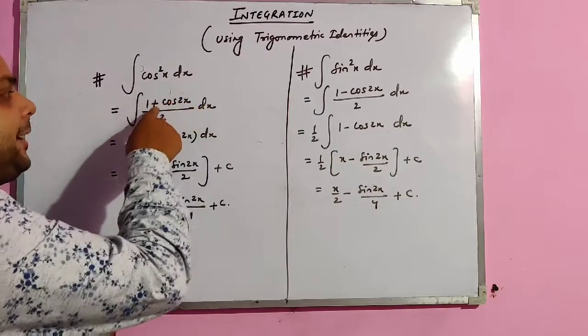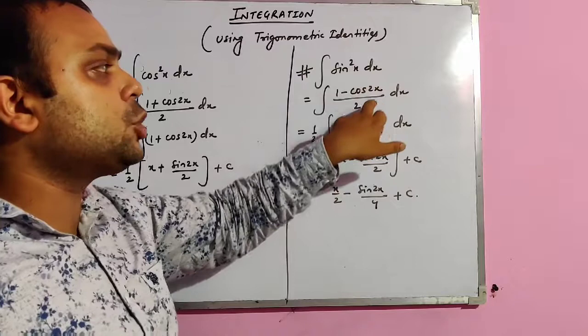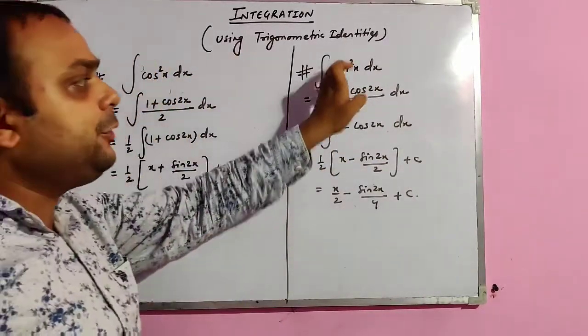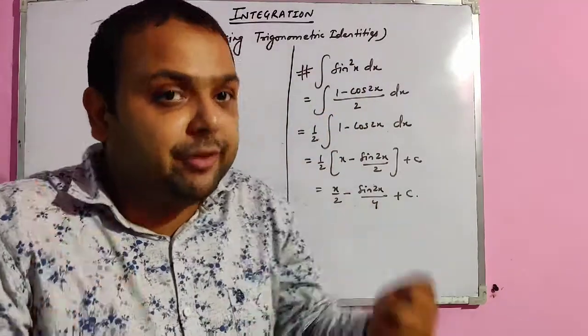Cos square x can be written as (1 plus cos 2x) by 2 and sin square x is written as (1 minus cos 2x) by 2. So there is a slight difference. For cos square it is plus, for sin square it is minus. So for this you have to understand the identity first.